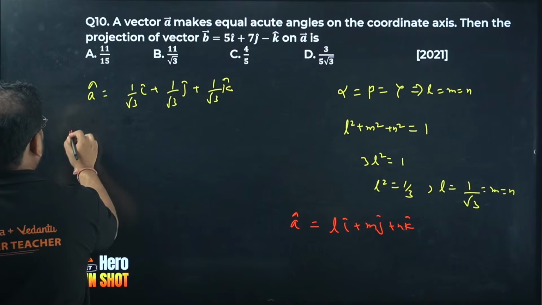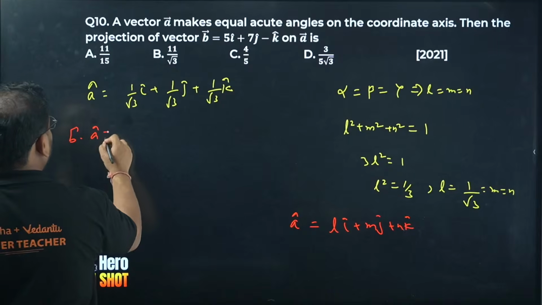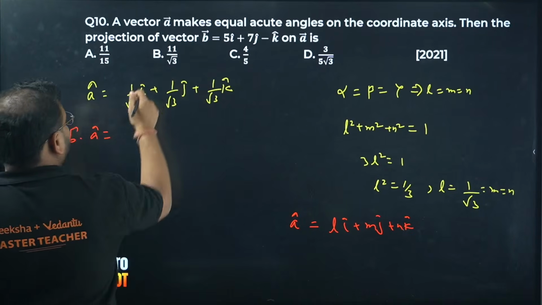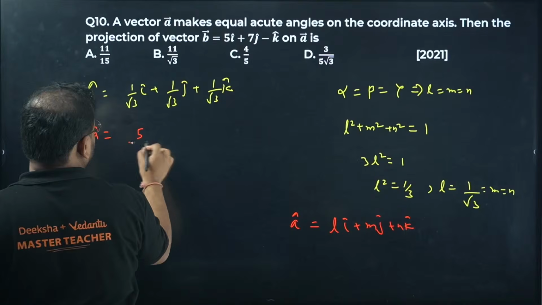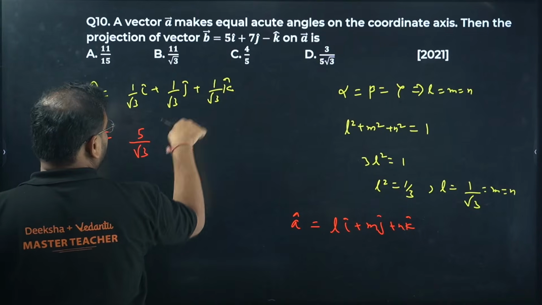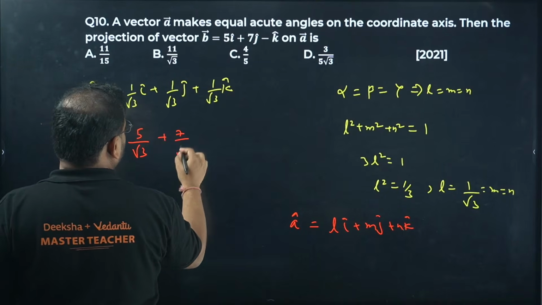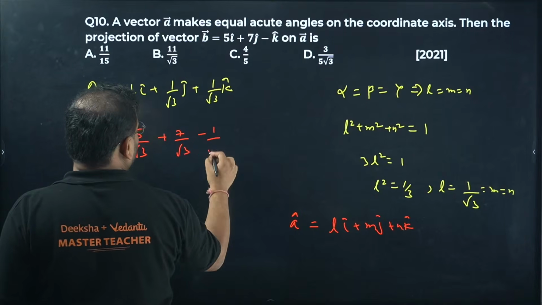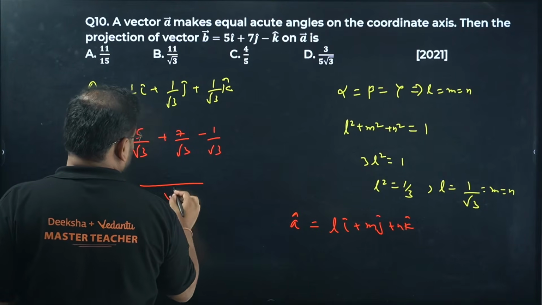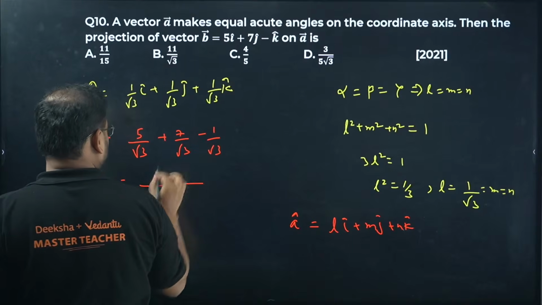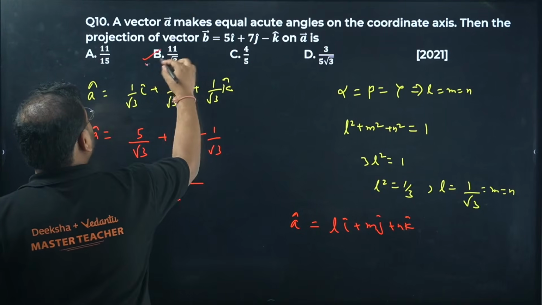Now what am I looking for? Projection. So I'll have B dot with A cap. What is my answer going to be? Check here. 5 into 1 by root 3, so 5 by root 3 basically. Again 7, so 7 by root 3. And minus 1 by root 3. Root 3 is the LCM. We have 5 plus 7 is 12, minus 1, so 11. Answer is option D.